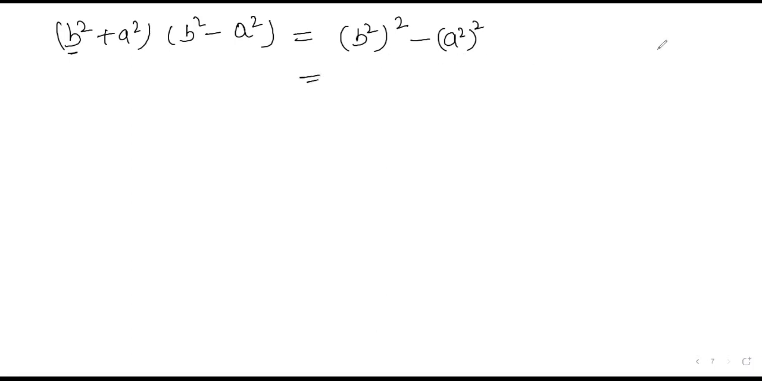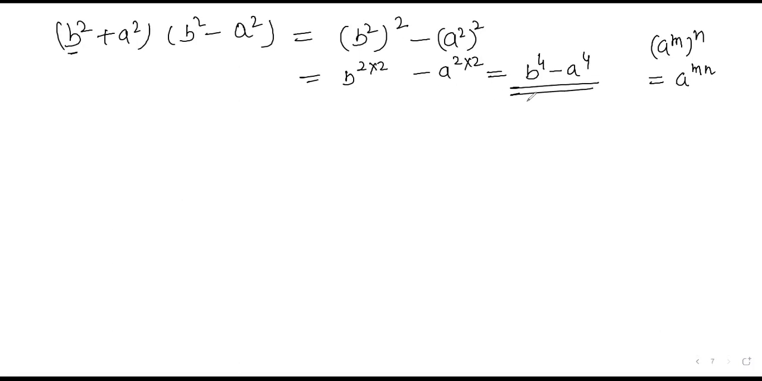So now it will give you, as you know, a raised to power m, raised to power n, in the exponent rule the powers will be multiplied. So b's powers will be multiplied, a's powers will be multiplied. It will simply give you b raised to power 4 minus a raised to power 4. Or maybe in the answer sheet it is written as minus a raised to power 4 plus b raised to power 4. So you will see which one is written in the answers. In the answer sheet you will follow any one of them, but definitely one of them will be the answer.